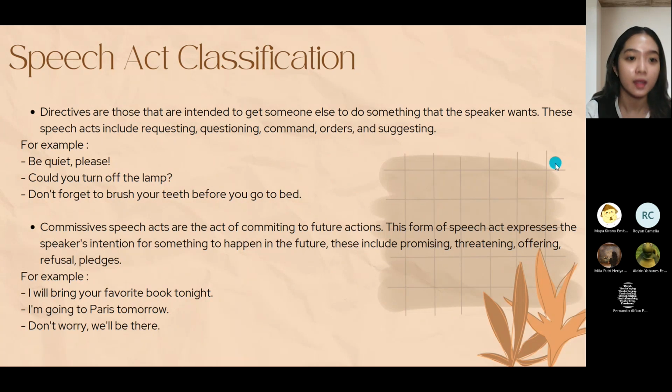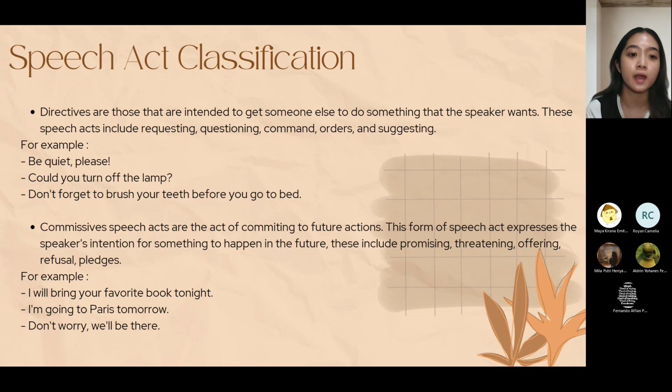Okay. Then the next one we have directives. Directives are those that are intended to get someone else to do something that the speaker wants. These speech acts can include requesting, questioning, command, orders, and suggesting. For example, saying "Be quiet, please," or "Could you turn off the lamp, please?" And the last one is, "Don't forget to brush your teeth before you go to bed."